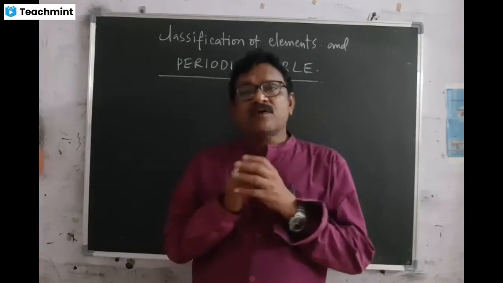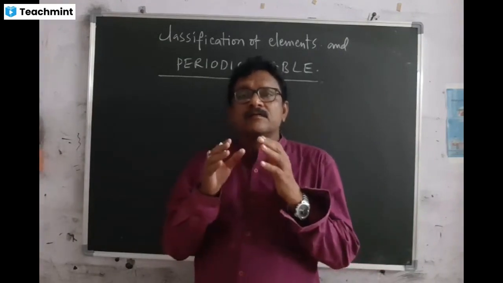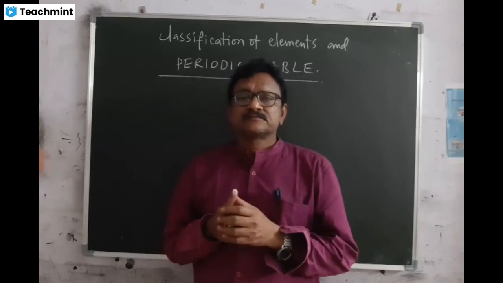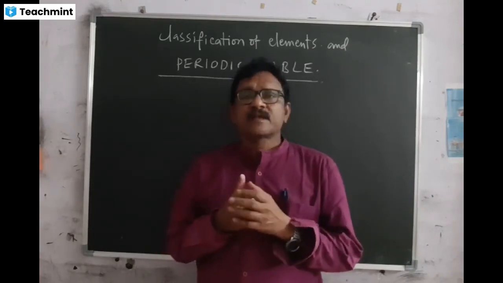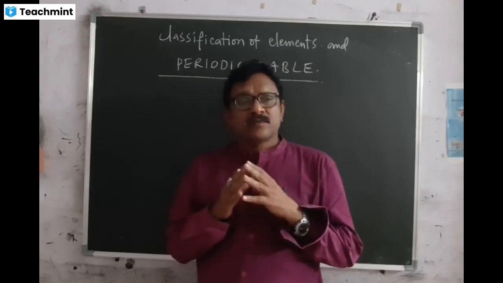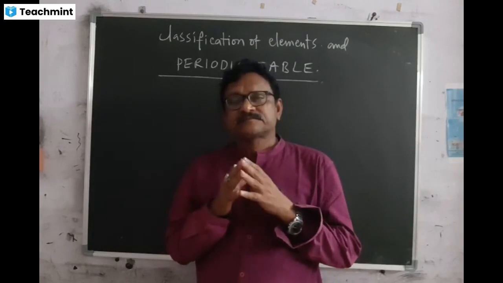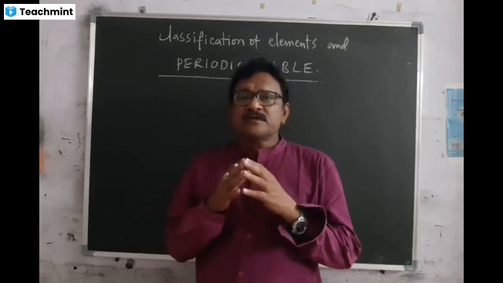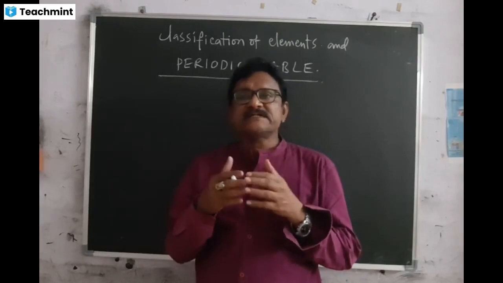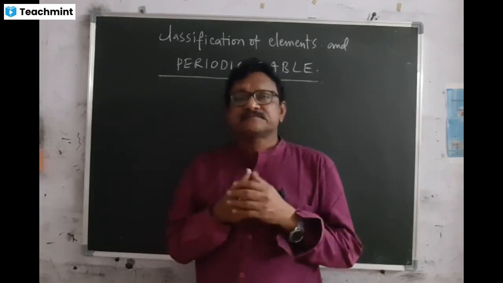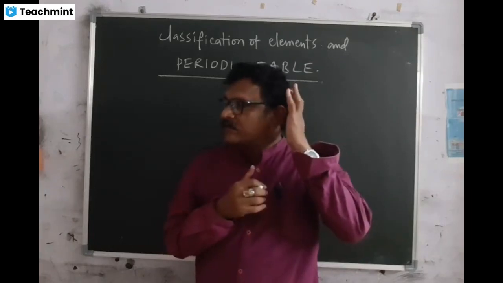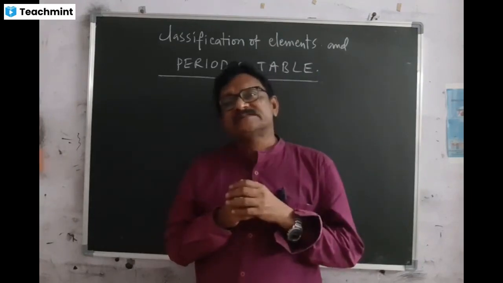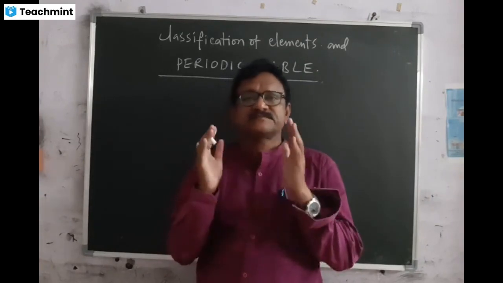Actually, scientists have found a number of elements from 1800 onwards up to now. So far we have 119 elements in our chemistry literature. That means we have found 119 elements, and that number is increasing day by day due to the discovery of new elements. For instance, around 1800, we had only 31 elements.